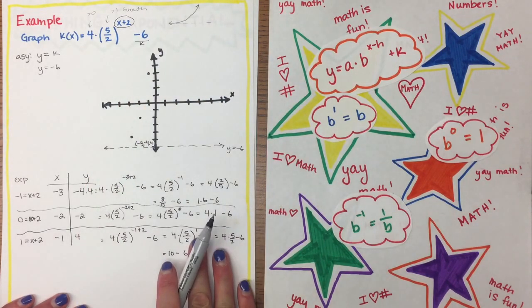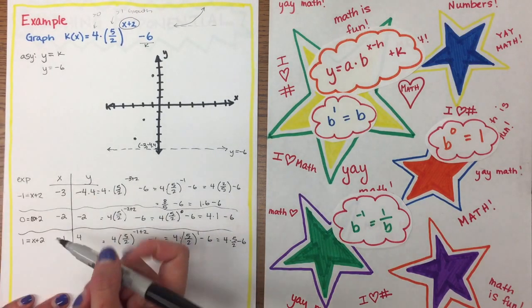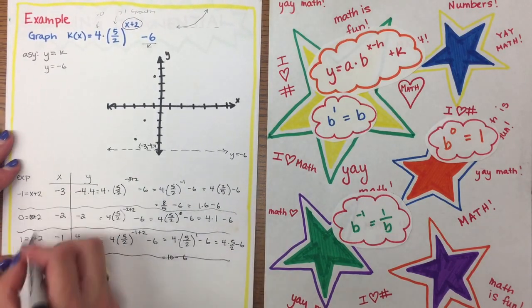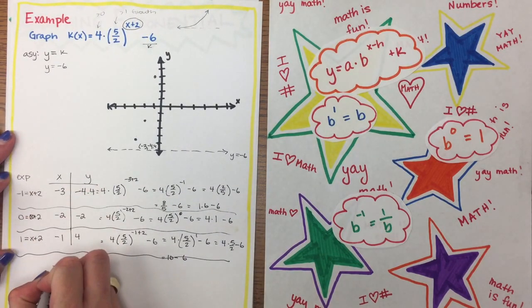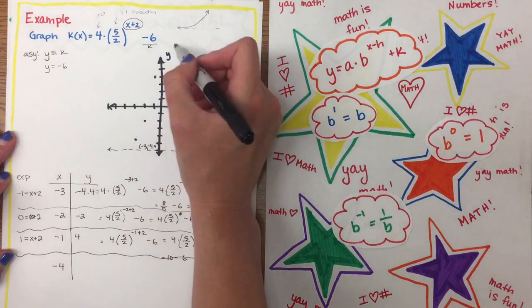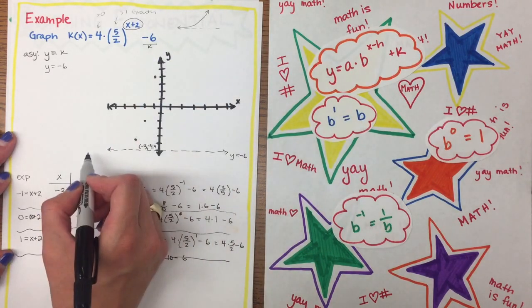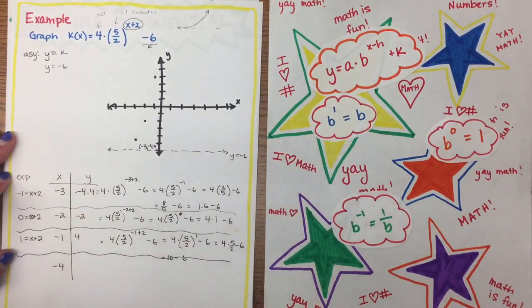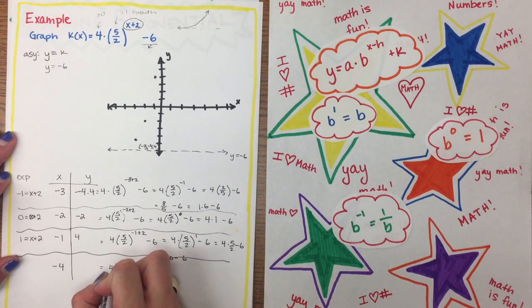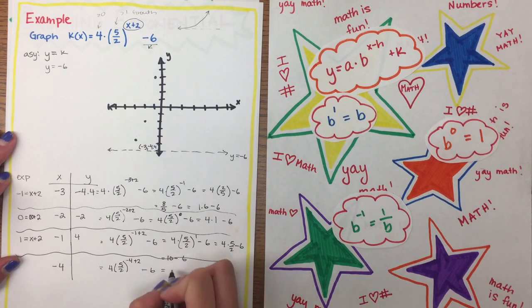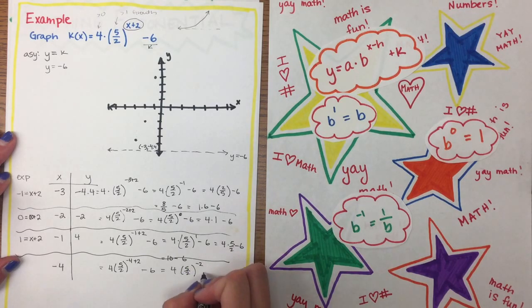These 3 points, I'm not quite getting a great shape, so I might actually try to see what happens if I use negative 4 as an x value. Because I think my graph should kind of curve down, but I'm not really getting that flattening out curve. You could just sketch it in, or you can check another point. So that is 4 times 5 halves to the negative 4 plus 2 minus 6, which is equal to 4 times 5 halves raised to the negative 2 minus 6.